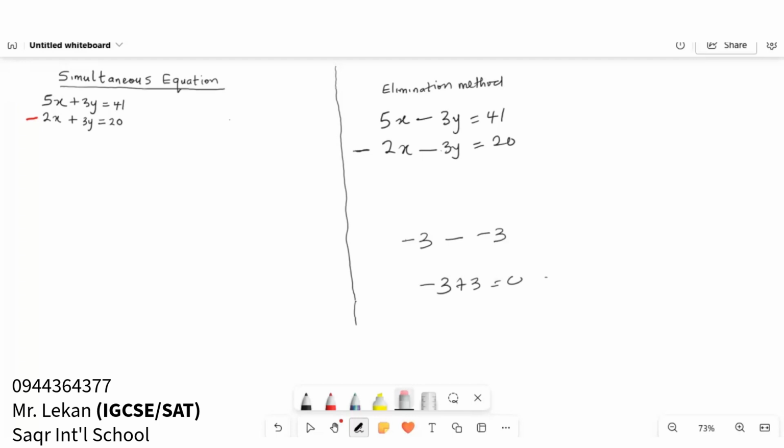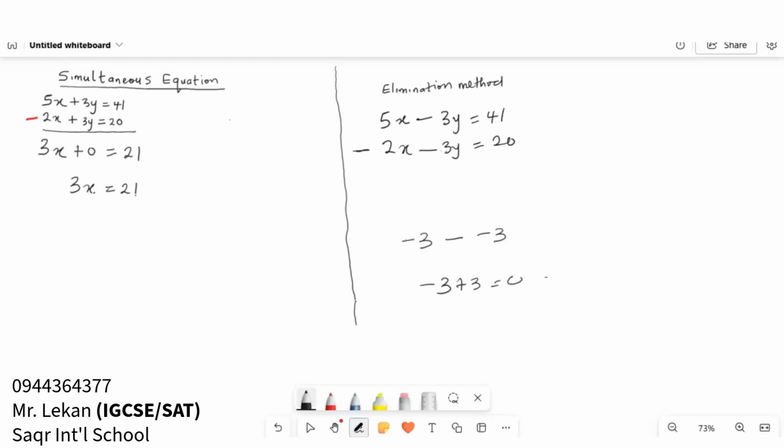So in this case, I can now say that 5x minus 2x will give me 3x, and plus 3y minus 3y will give me 0, is equal to 41 minus 20, which will give me 21. Now 3x plus 0 will give you 3x, is equal to 21.